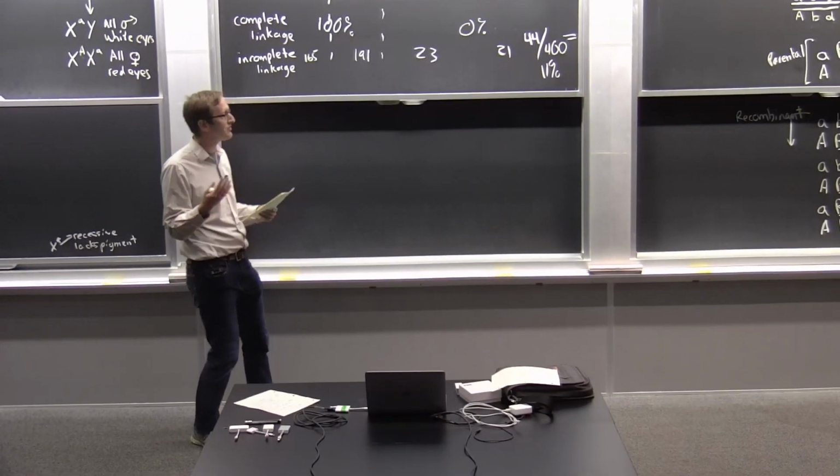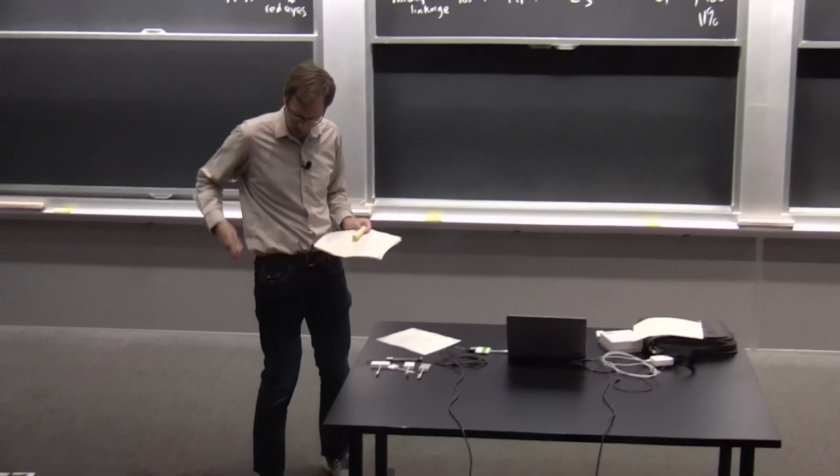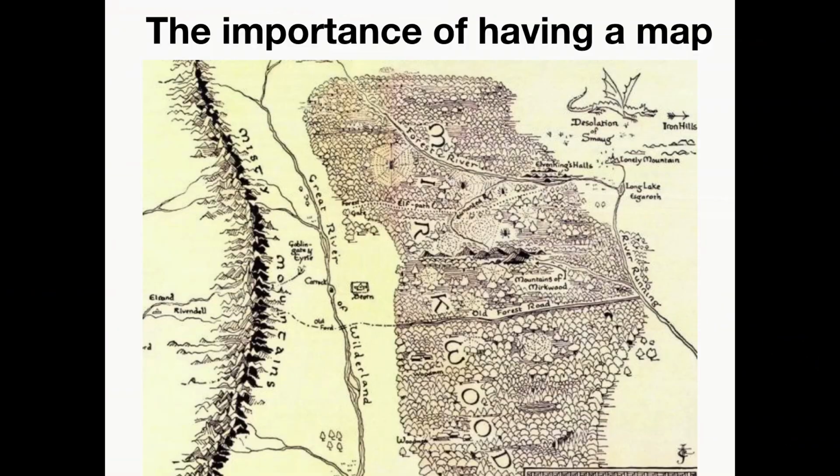Okay, so now we want to know, let's go back to our map. We want to make a map, okay? And so to make our map, we're going to want to consider all pairwise distances between different genes, okay? So we'll start with the A and B gene, right over here. So let's consider the AB distance.